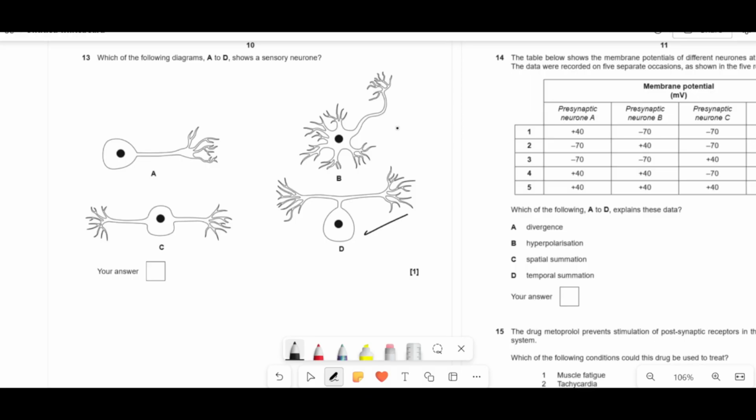So that's that. And then here as well, what's going on here? Well, it wouldn't make sense for it to just be dendrites and an axon, for example. Which way are things going? What even is this thing? So that's out, so it's D.